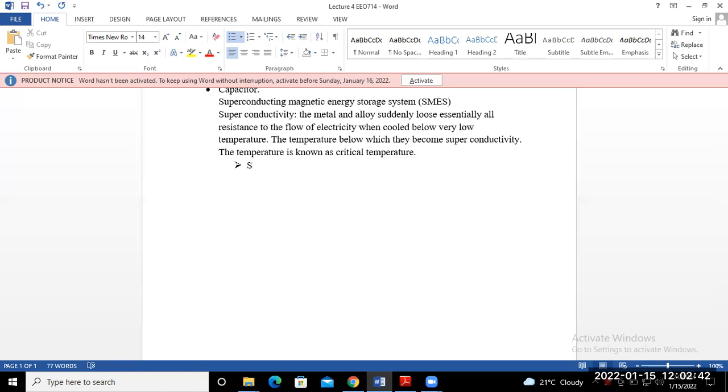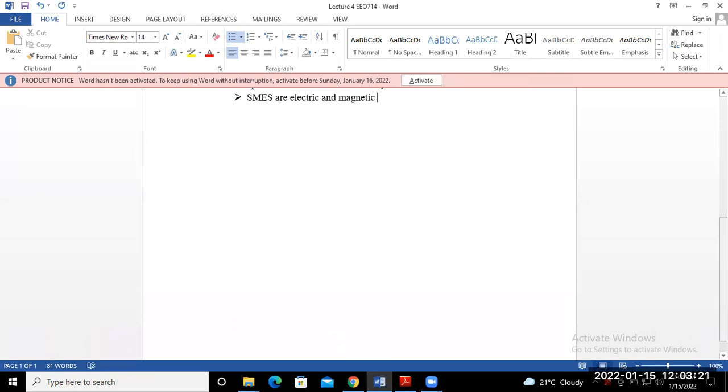SMES is an electric and magnetic energy storage device. It converts electrical energy into magnetic energy and magnetic energy into electrical energy.